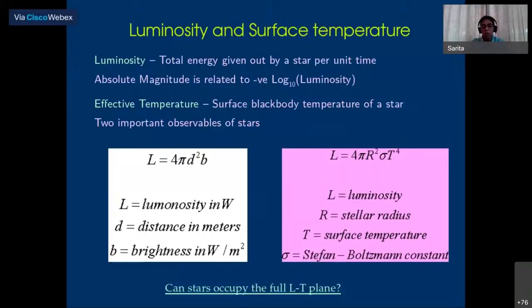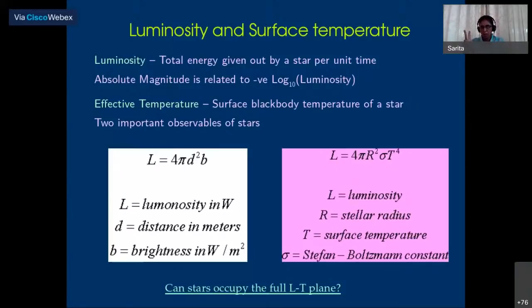Two very fundamental properties of the star are the luminosity and the effective temperature. So what is the luminosity? Luminosity is the total energy given off by the star per unit time. We have discussed this earlier. You can also write it in terms of absolute magnitude, where absolute magnitude is related to the negative logarithm of the luminosity. The other characteristic is the effective temperature, which is the surface black body temperature of the star. These are two very important observables of the star.